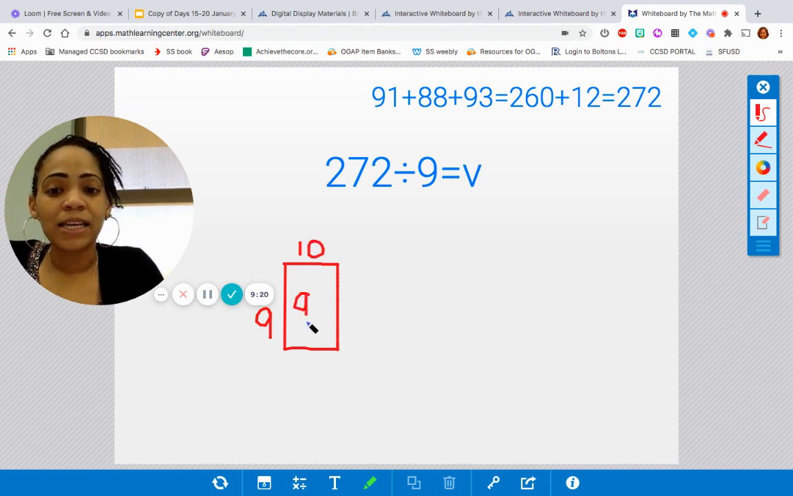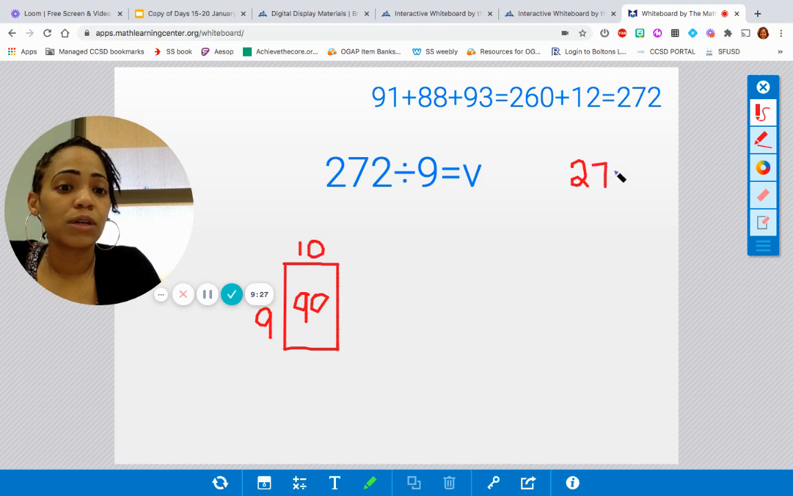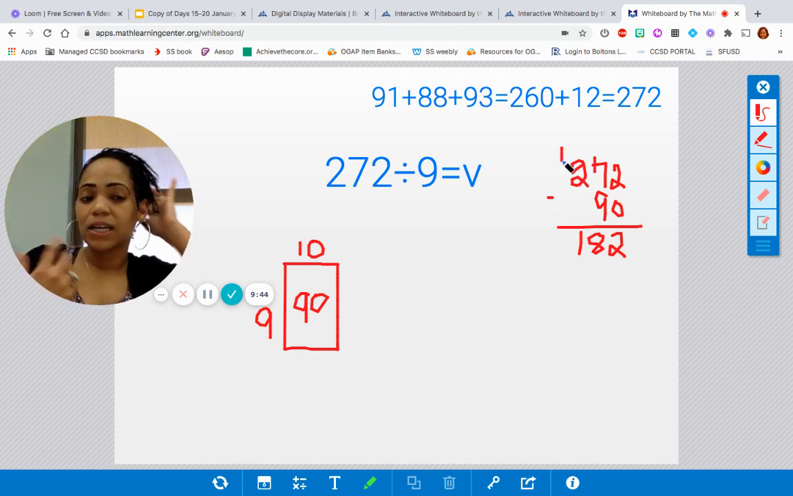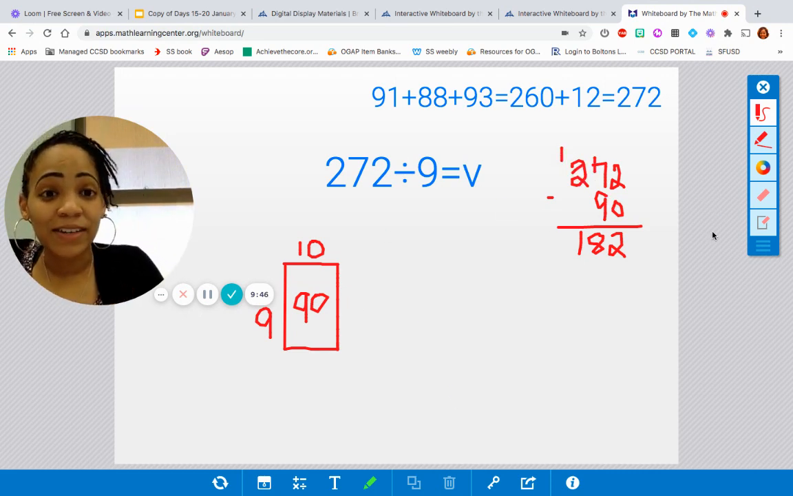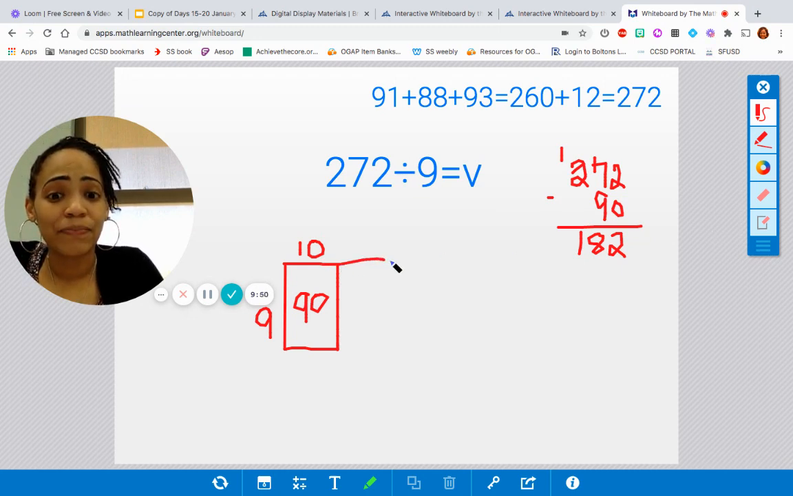So I have 90 here. How much more do I have left? Well, I can figure that out by saying 272 minus 90, which is going to give me 182. And I could go and do the standard algorithm, but I knew that. I could do the math in my head. So do I have enough to take out another 90, another dimension of 10? I do, so let me do that.